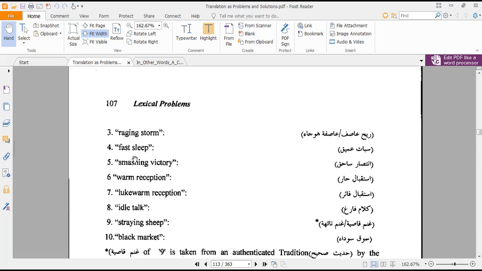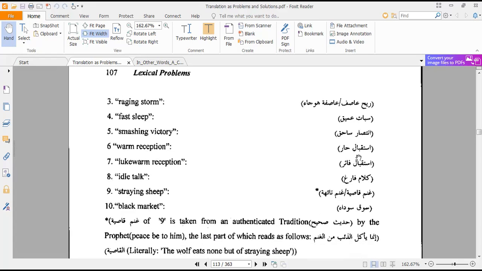What is meant by dynamic equivalence? Dynamic equivalence means that we have a corresponding collocation in Arabic that is used to convey the same purpose and the same meaning of the original collocation. Thus, in English, fast sleep; in Arabic, the equivalent term which conveys the same meaning is سبات عميق.